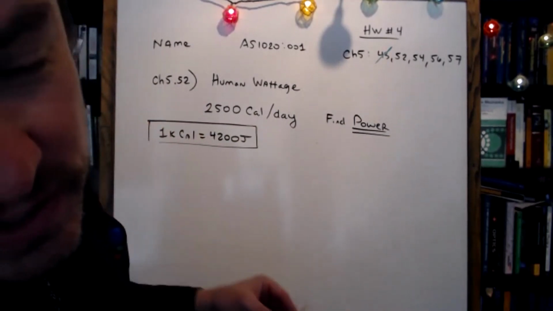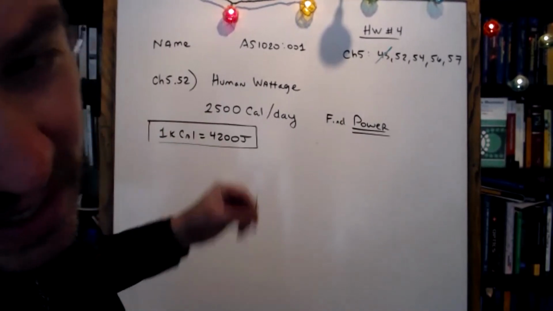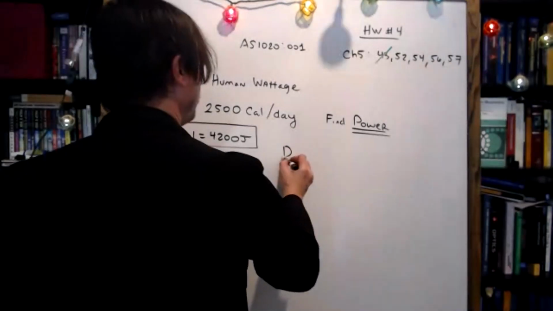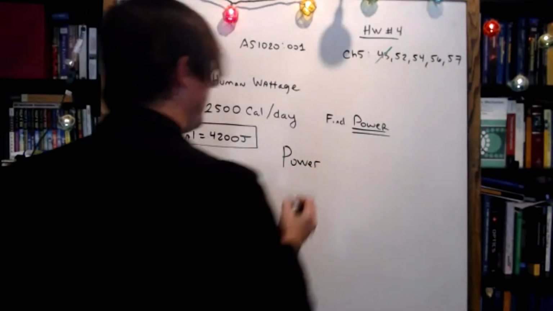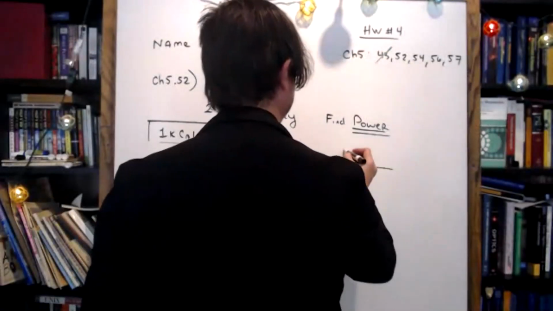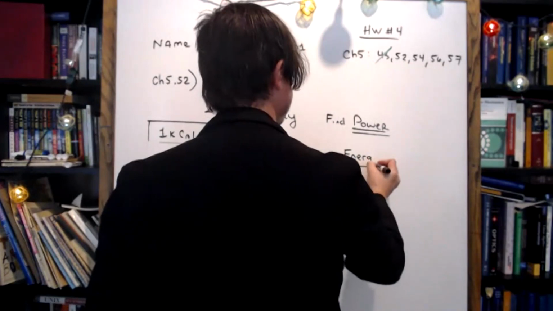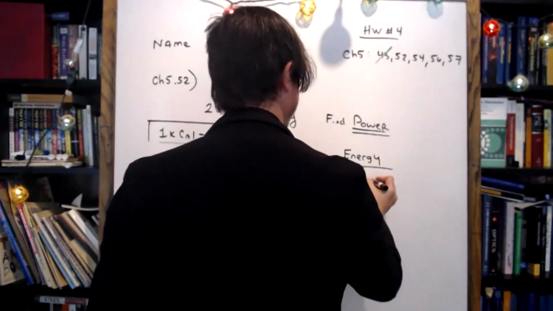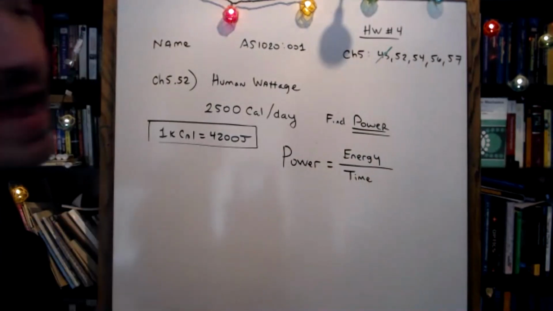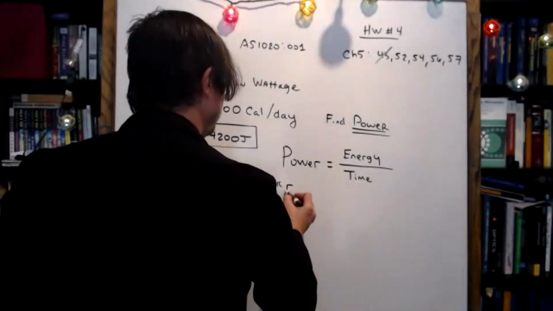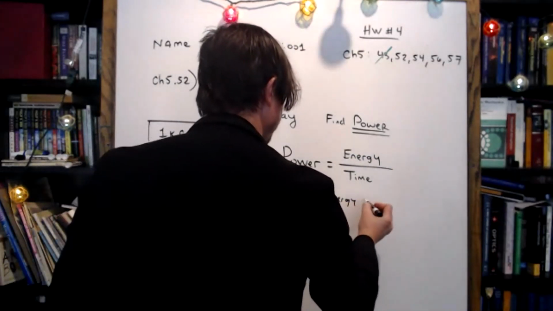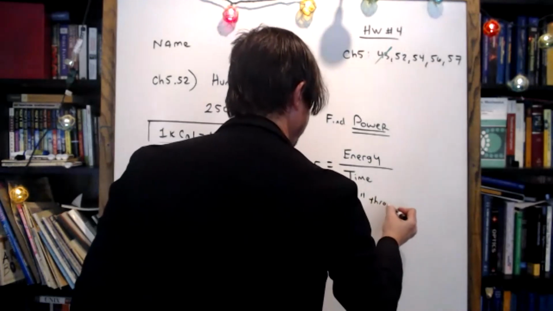I meant to include this in today's discussion of energy, but I didn't get back around to it, so I'm happy to tell you now. Power, which is a physics concept, is defined as energy per unit time. You should think of power as a flow of energy. Power measures the flow of energy through a system.